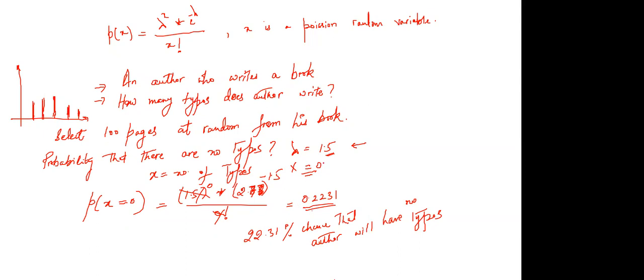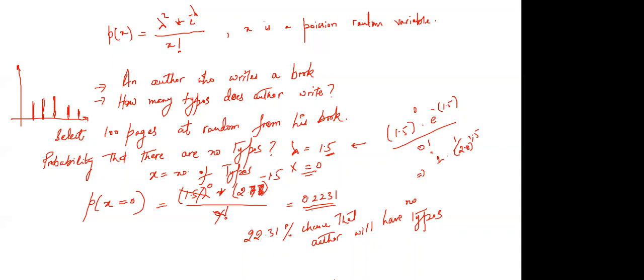So if we calculate the value: 1.5 raised to the power 0, times e raised to the power minus 1.5, divided by 0 factorial. 1.5 raised to 0 is 1. Anything raised to 0 is 1. e raised to power minus 1.5 is 1 upon 2.8 raised to the power 1.5.